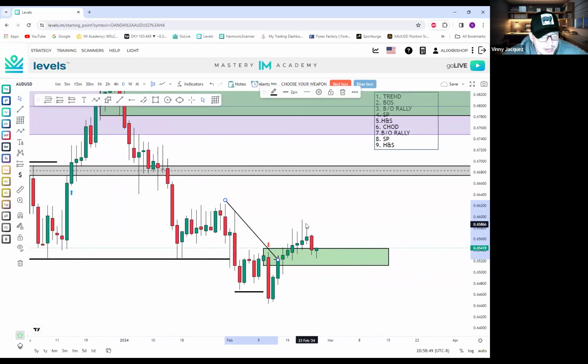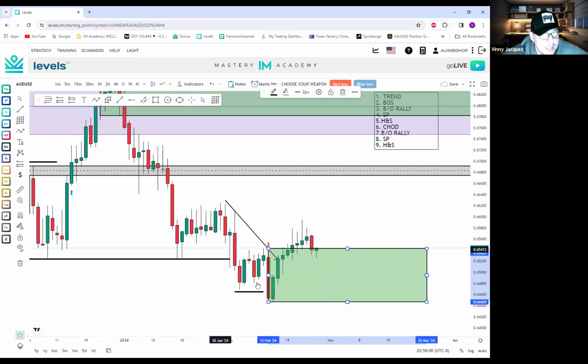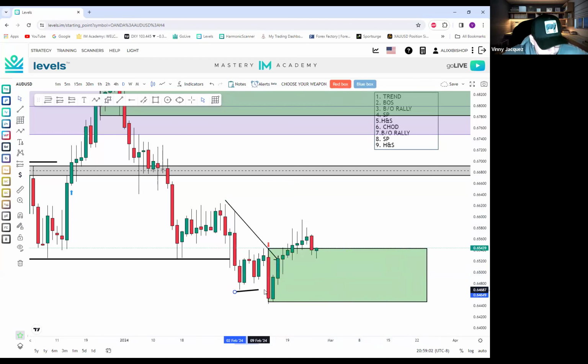Now, do we change direction? Yes, we do. Breakout rally? Yes. A starting point? Yes. This big candle is going to be your starting point. Now, do we have a head and shoulder? Yes, we do. This BOS is going to be your shoulder, guys.